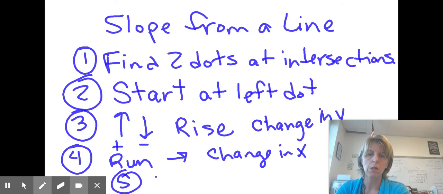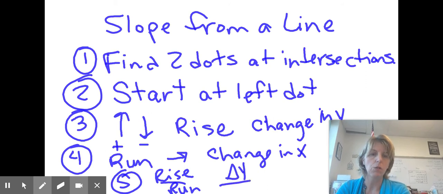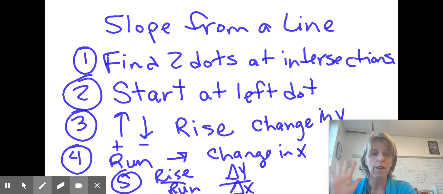And number 5, then you simply write rise over run, or it's change in y. That's a delta symbol for change. Change in y over change in x. So it's change in y over change in x. All right, so those are the 5 steps we use for finding slope from a line.